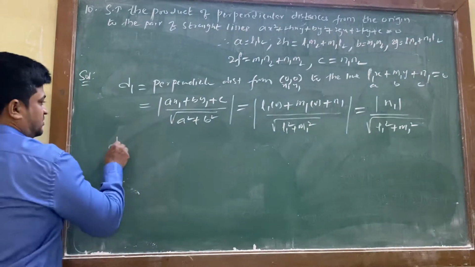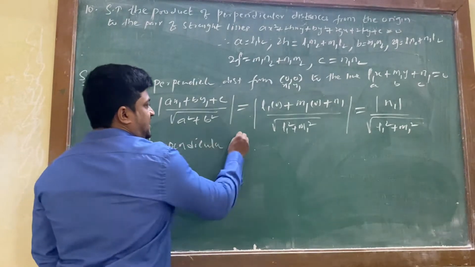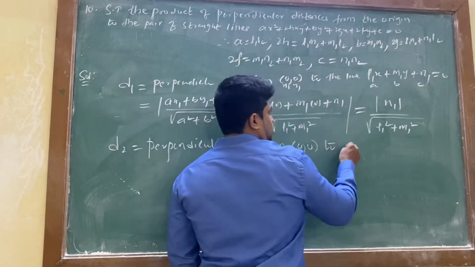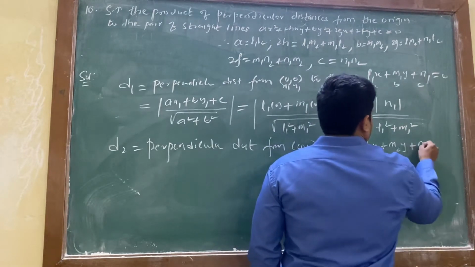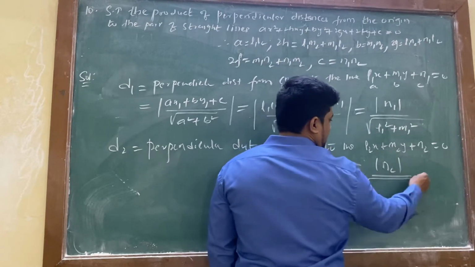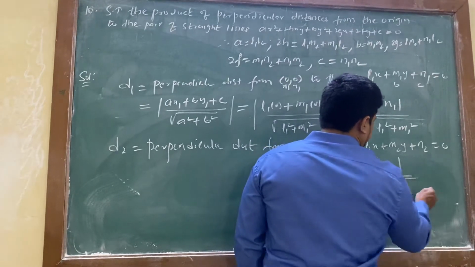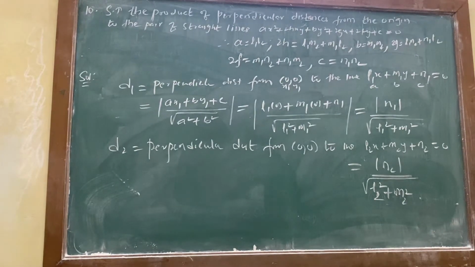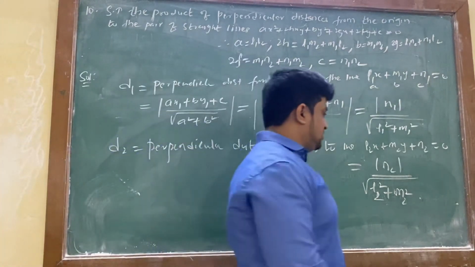Then D2. D2 is equal to the perpendicular distance from the origin to line 2. That equals N2 divided by root over L2 square plus M2 square. These are the two perpendicular distances. Now what do we have to find? The product of perpendicular distances. Yes, we have to multiply D1 and D2.